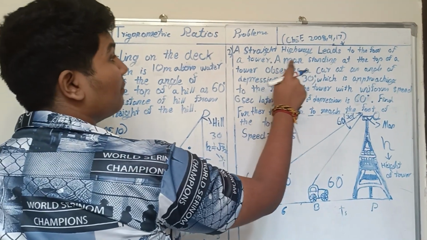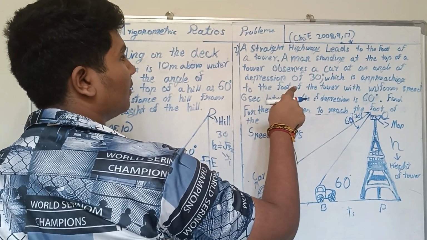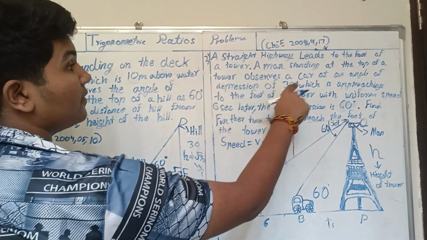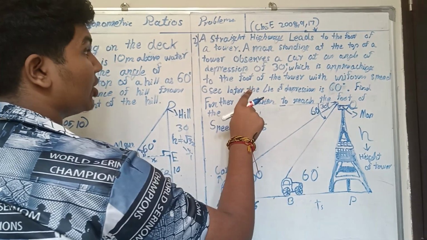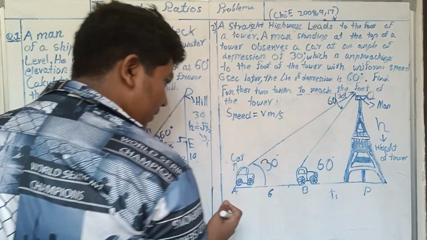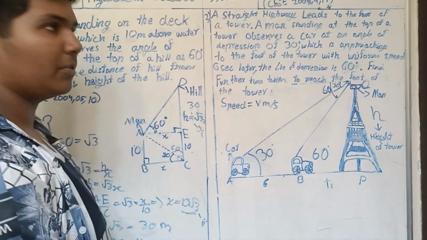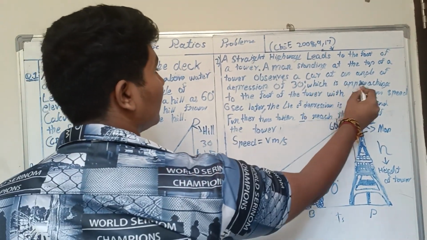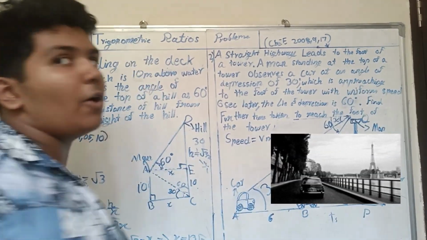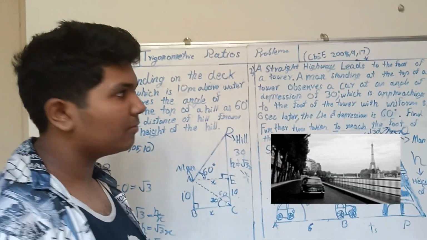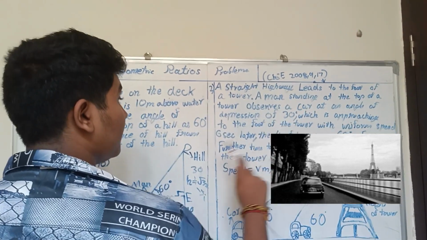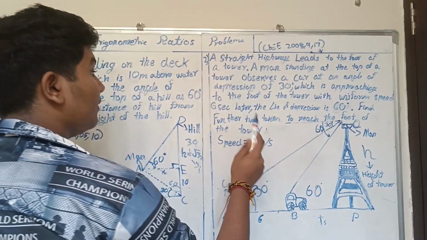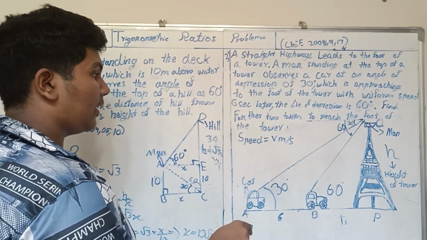Then a man is standing at the top of the tower. Here is a man here. A man standing here observes a car at an angle of depression of 30 degrees. So he's looking down. These two are the angles of depression. Probably this guy is depressed. The car is approaching the foot of the tower with uniform speed, meaning the speed is uniform. After 6 seconds, the angle of depression is 60 degrees. Find the further time taken to reach the foot of the tower.